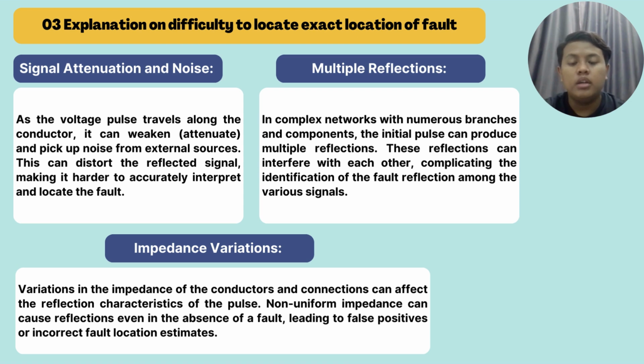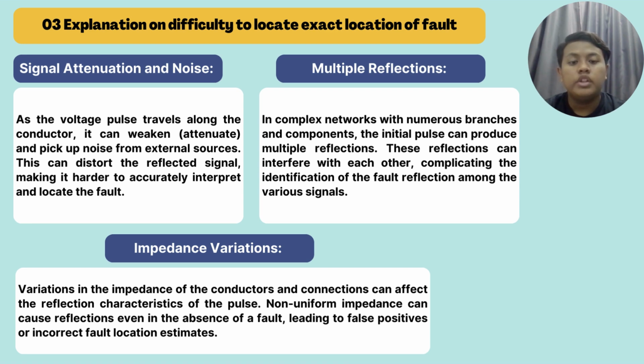For the next slide, I will explain the difficulty of locating the exact location of a fault. There are three causes that make it difficult to locate the fault. First is signal attenuation and noise. As the voltage path travels along the conductor, it can weaken and pick up noise from external sources. This can distort the reflected signal, making it harder to accurately interpret and locate the fault.